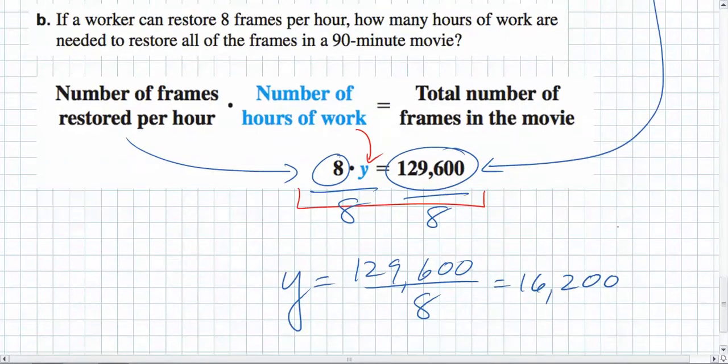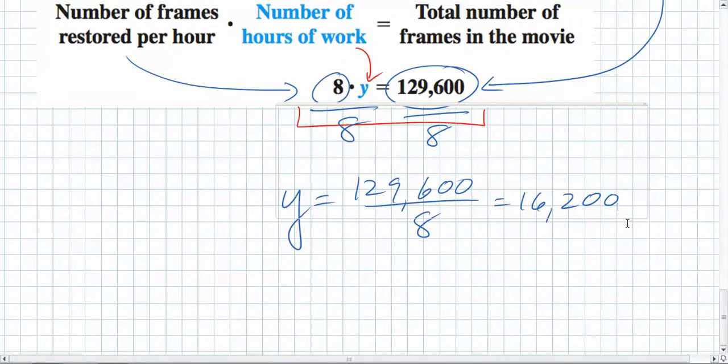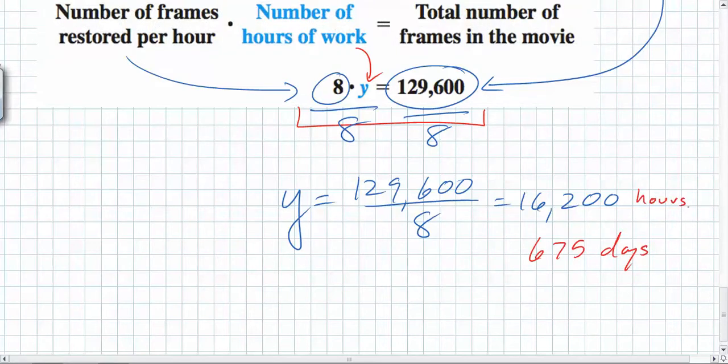To put that in perspective, let's divide it by 24 to get days. That would be a total of 675 days of work. That's a little under 2 years. Long time. So we hope you'd have more than one person working on this.